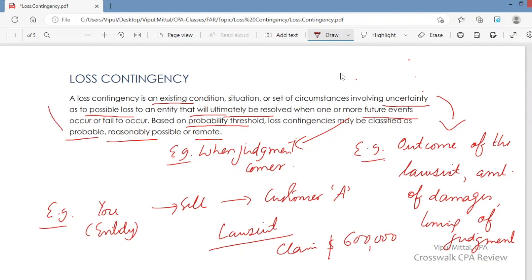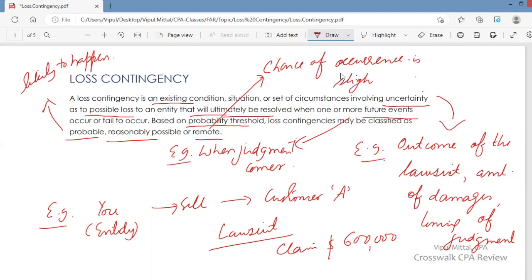When we say probable, we mean, is it likely to happen? Remote, chance of occurrence is slight. Reasonably possible, that is, chance of occurrence is more than remote, but less than probable. So it is an intermediate situation. The chance of occurrence is more than remote, but less than probable.